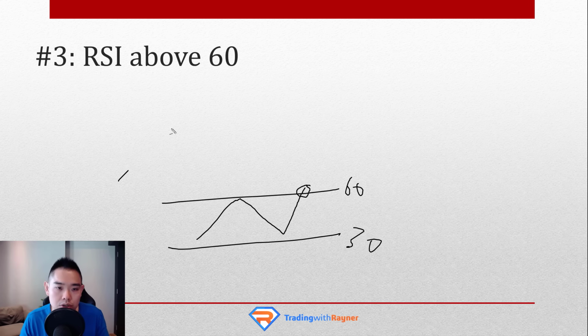Because the stock will look something like this: go up, come down, go up, and then it goes up. So when it makes this surge up higher is when the RSI starts to cross above 60, and that's usually an exit signal that you can use to exit your trade.